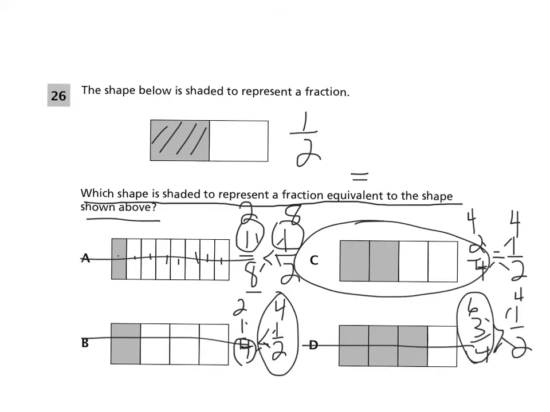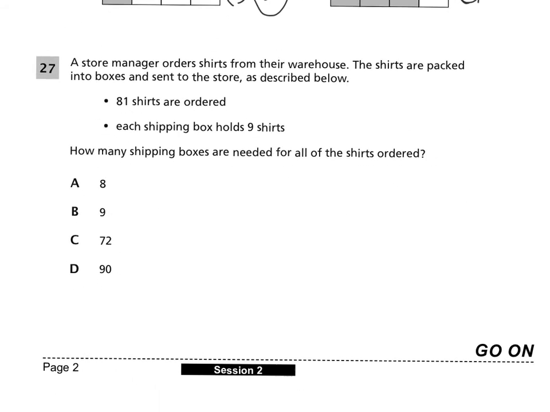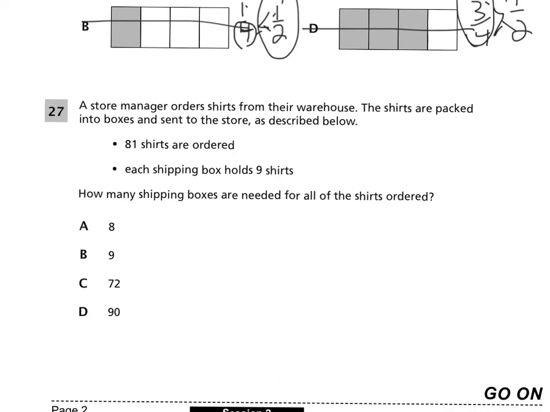Let's go ahead and go to our next question. It says a store manager orders shirts from their warehouse. The shirts are packed into boxes and sent to the store, as described below. Boxes, kiddos, normally means something with multiplication and division. You're talking about groups of things.